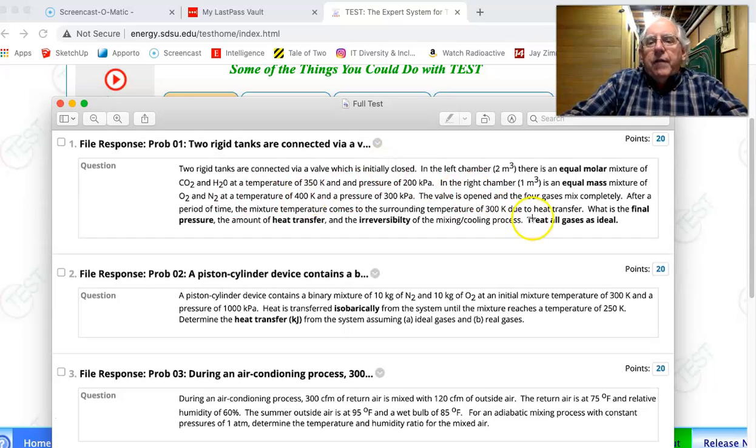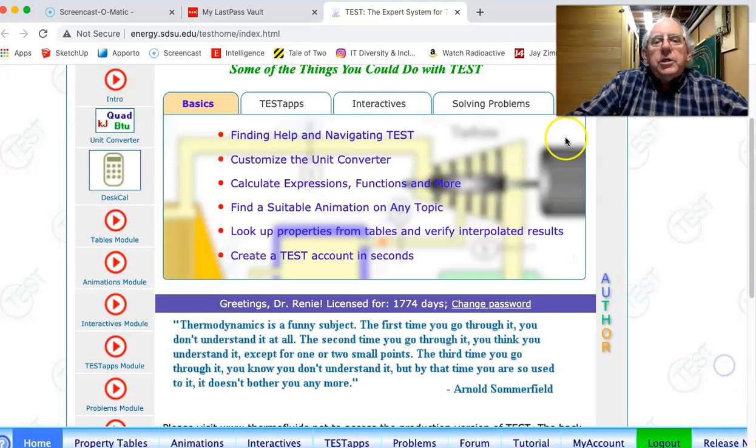After that period of time, we want to know the final pressure, the amount of heat transfer that occurred, as well as the irreversibility associated with this mixing process. And we are asked to treat all the gases as ideal. So, as before, we have to set up a mixture A, which is the left tank, a mixture B, which is the right tank, and a mixture C, which is the combined mixture in the combined volume. With that, we'll go ahead and launch the software.